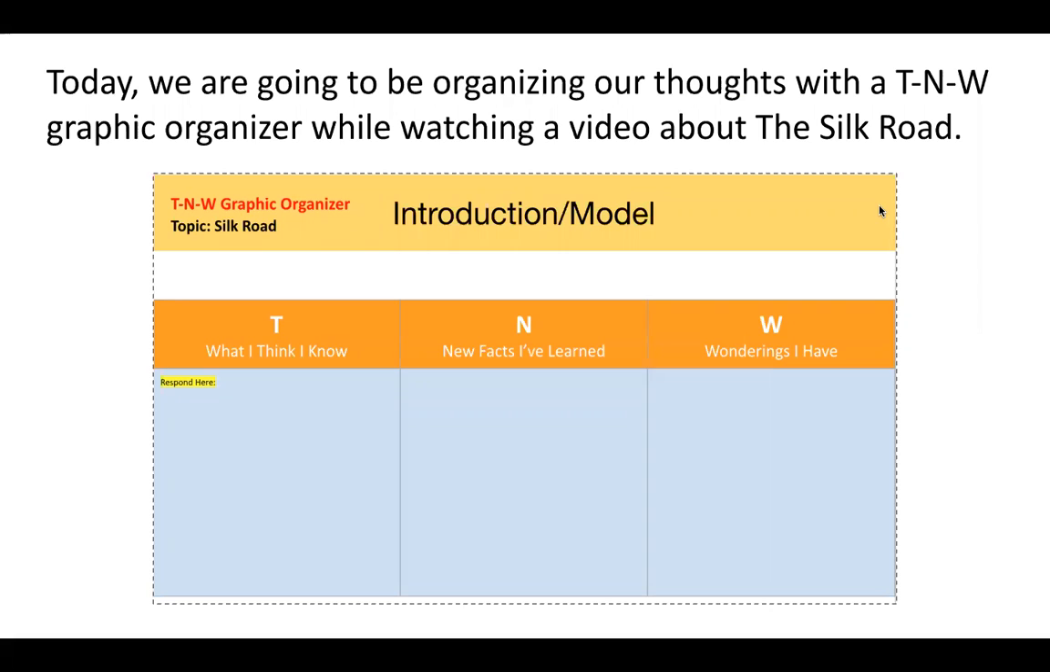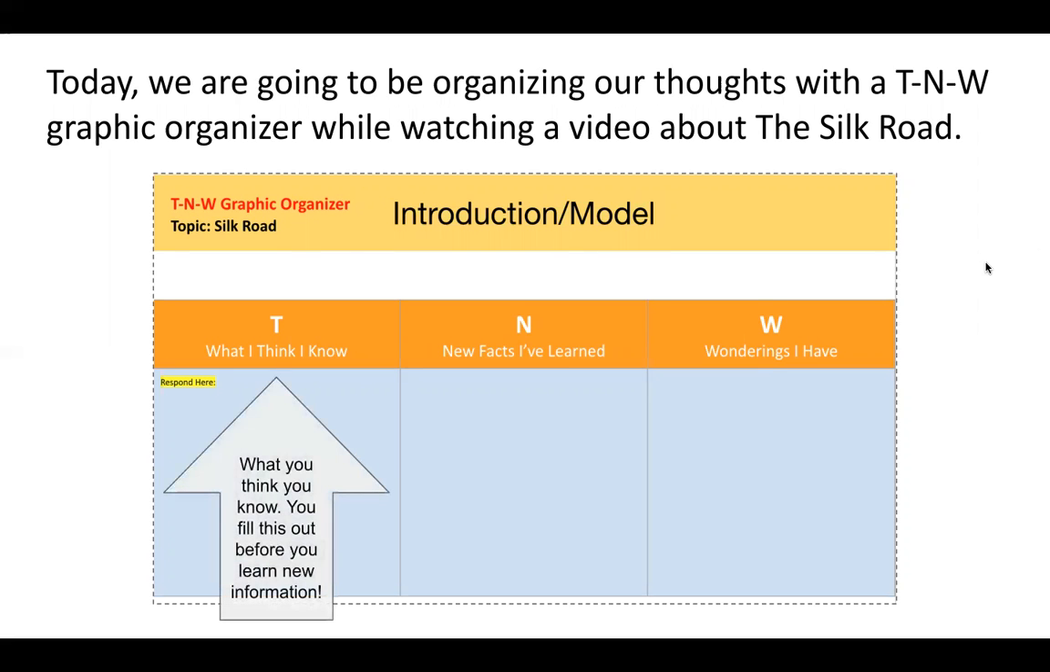This is the graphic organizer we're going to be using today while we watch a video about the Silk Road. Graphic organizers like this are a really great way to organize our thoughts around new learning. So, this is called a TNW chart, and it stands for what you think you know, new facts you've learned, and wonderings you have. So, in the first part of this chart, I think I know, that's where you write what you think you know.